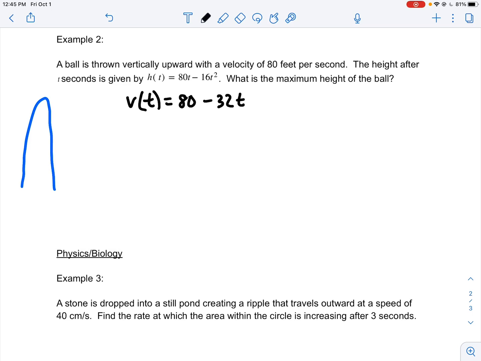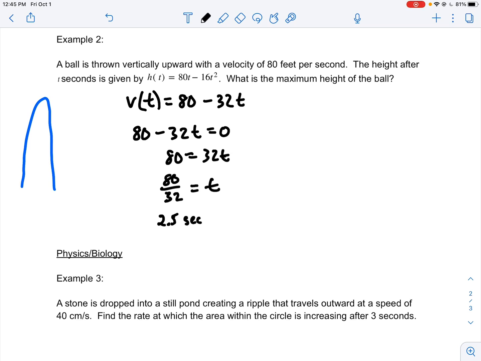Now, what we want to know is, where is the velocity equal to 0? Because wherever it's equal to 0, that is where our ball stops for that split second in the air before coming back down, which would be the maximum height. So this is 80 equals 32t, or 80 over 32 equals t, which 80 over 32 is 2.5.